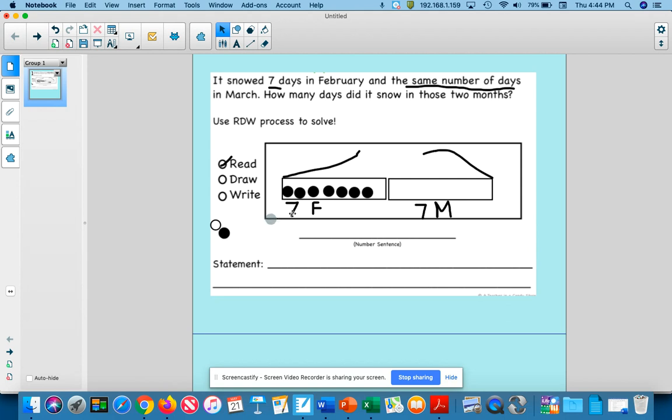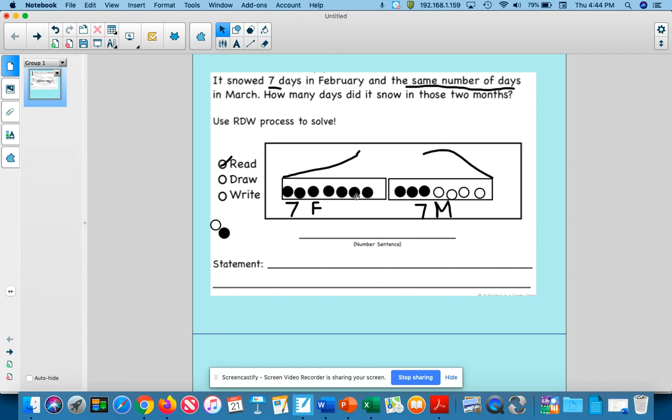So I'm going to have 1, 2, 3, 4, 5, 6, 7. So if you notice, I did change the little circles that I'm putting to make it easier to see.